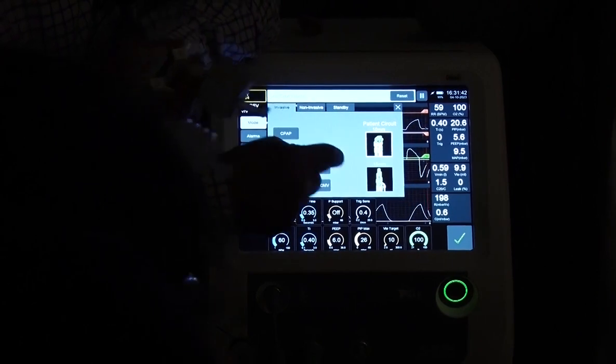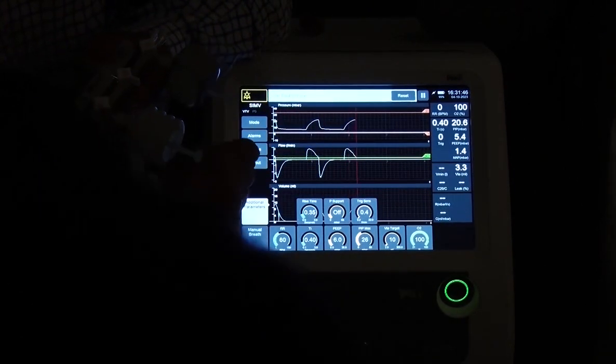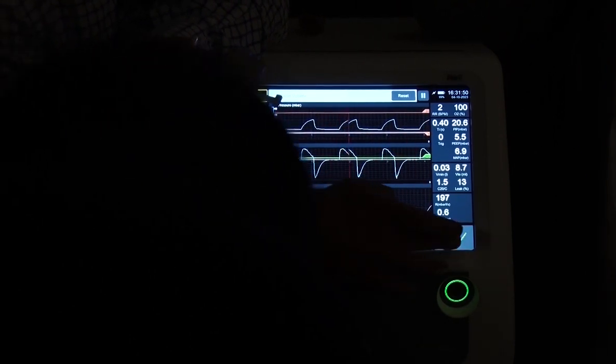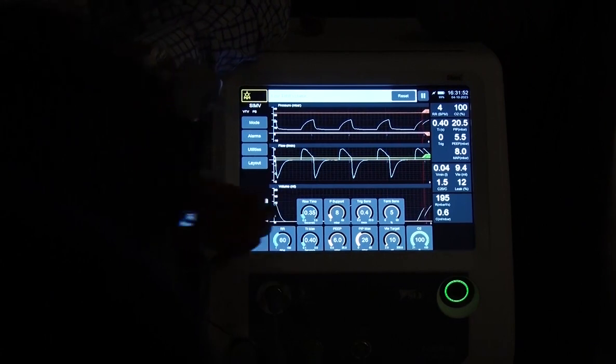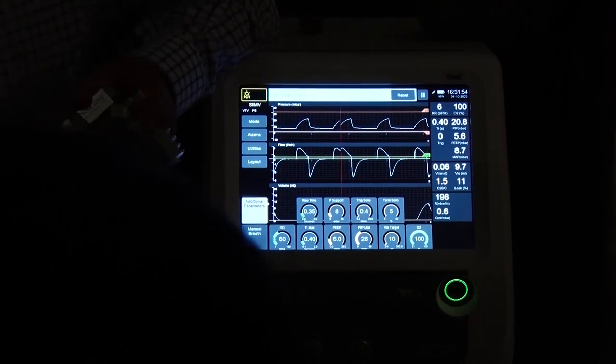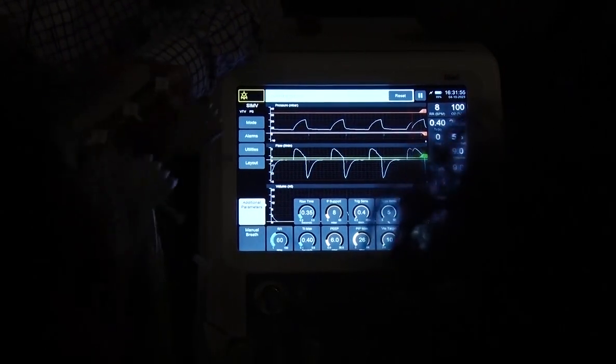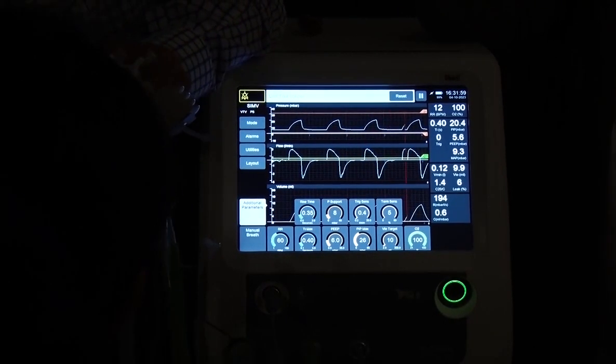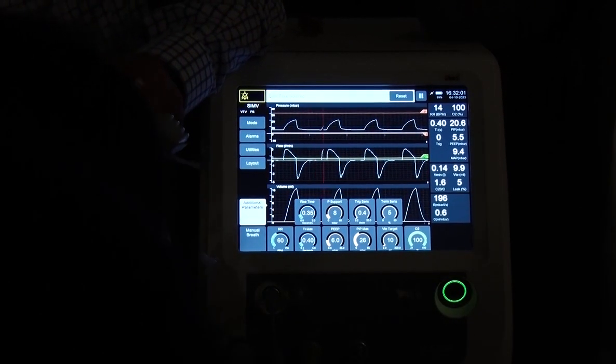In India, every time I've come, people talk about SIMV with pressure support. And in Australia, most places don't do this much. We do. In our unit, we use this mode and PTV the most commonly.